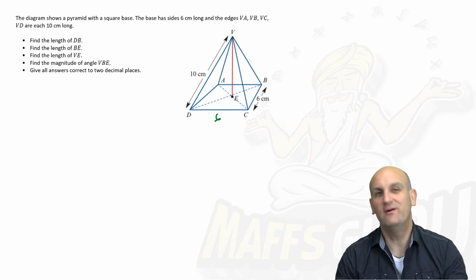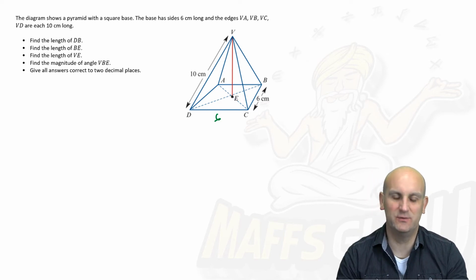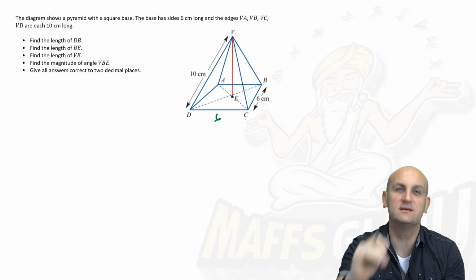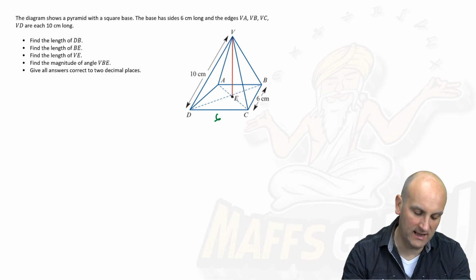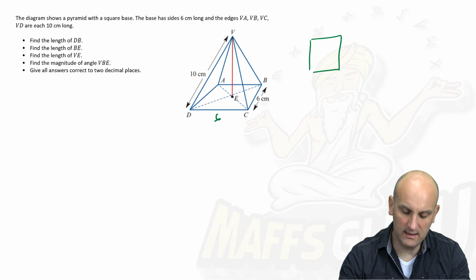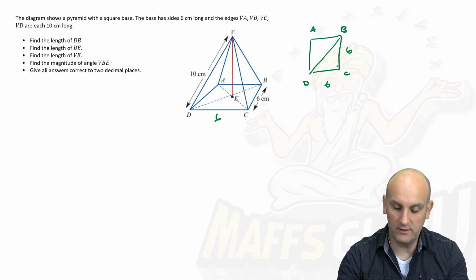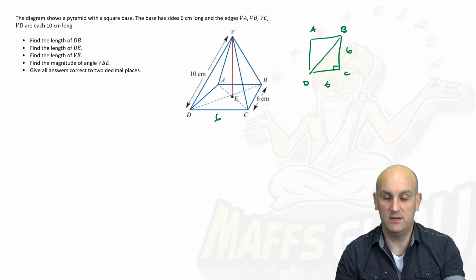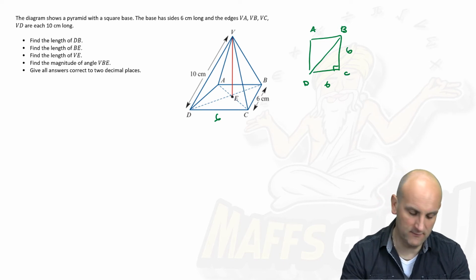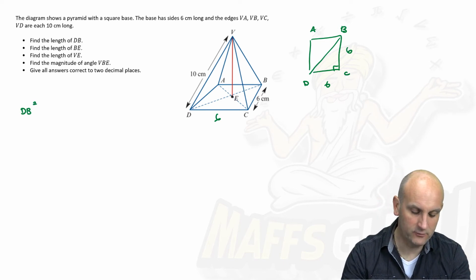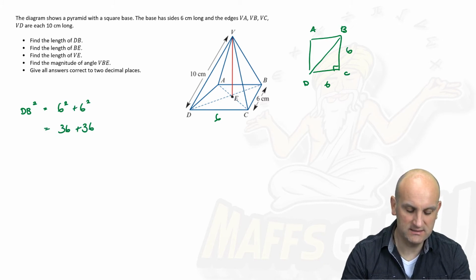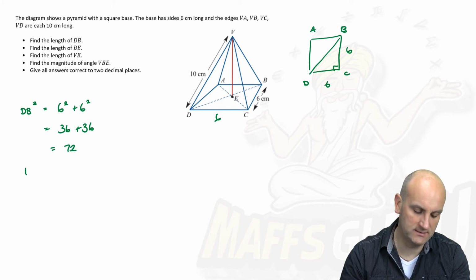So where is DB? Well, again, this is a nice, obvious one that they tend to do all of the time. It leads into being able to find the height of the pyramid. But if we look again at the plan view, we are going to have A, B, C, and D. We know that's 6 and 6. We want to find that length there. Is it a right angle triangle? I should hope so, because the base is a square, and so we can just use our Pythagoras theorem. Fabulous. So the length of DB squared is going to be 6 squared plus 6 squared, which is 36 plus 36, which is 72. So that means that DB is going to be the square root of 72.